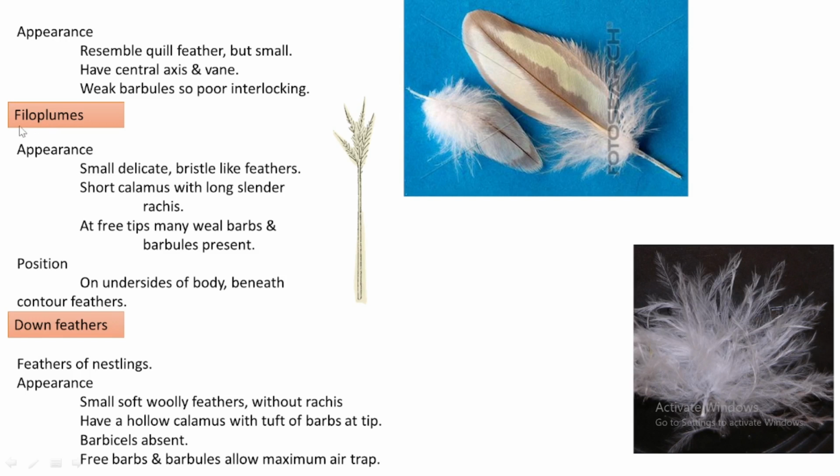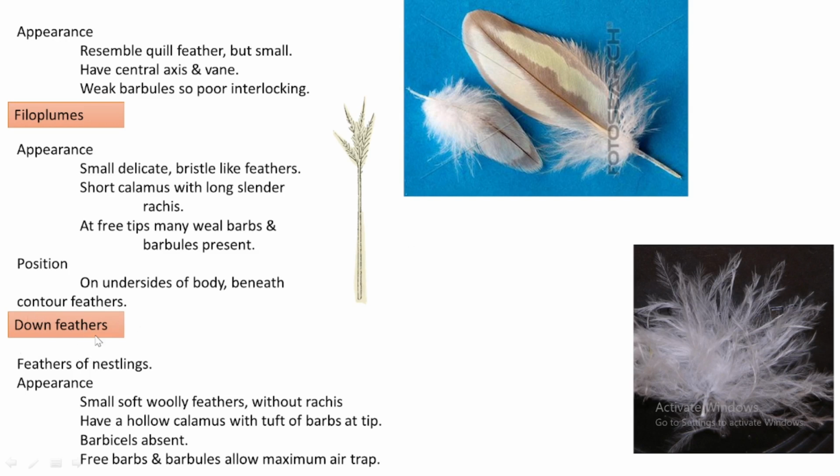And the next type is filoplume. Filoplume means this one. In appearance, it is a small, delicate, bristle-like feather. Its calamus is very short and long, and at the free tip a few barbs and barbules are present. Its position is usually on the underside of the body, beneath the contour feathers.